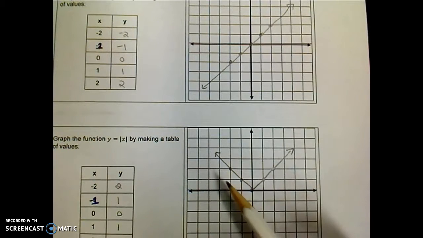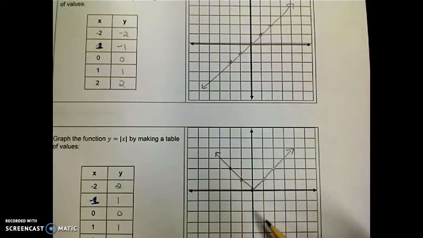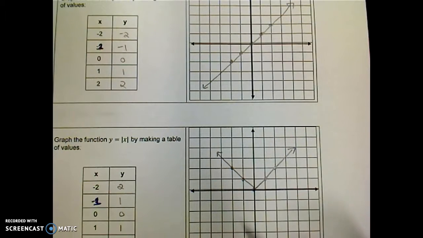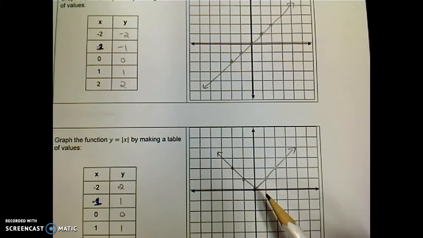Some called it a V-shape. One student says it has a bounce in it. Another student says it changes direction. But they definitely noticed that there was a difference in the shape of the graph for a linear function versus this function y equals absolute value of x.